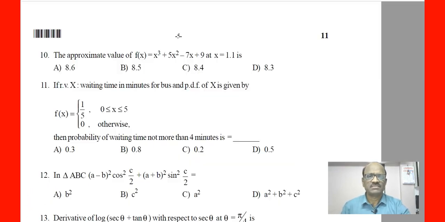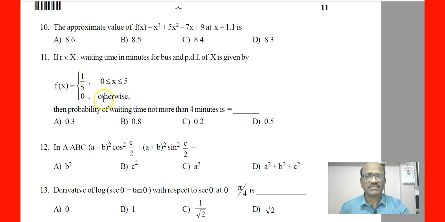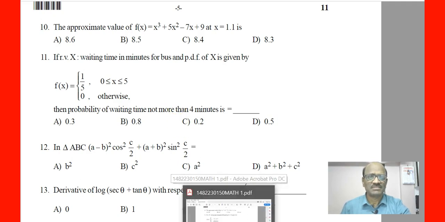Now the next question. It's a question from probability distribution. If the random variable X is the waiting time in minutes for the bus, and the probability distribution of X is given by f of x equals 1 by 5 when x lies between 0 and 5, where x can be 0 and also 5, otherwise 0. Now find the probability that the waiting time is not more than 4 minutes. That is, within 4 minutes you must get the bus. Now see the answer to this question.